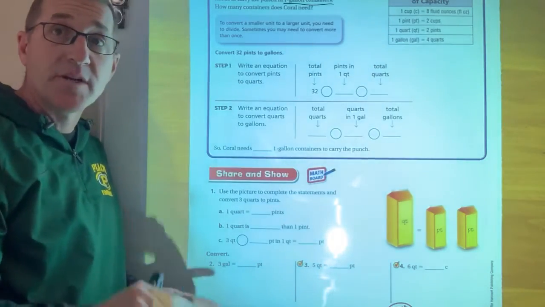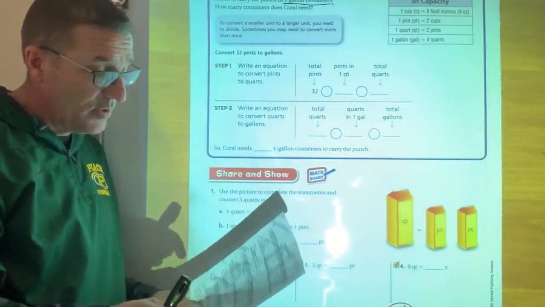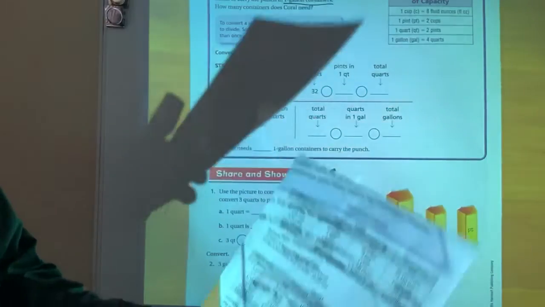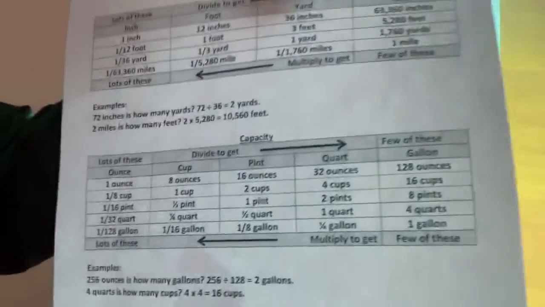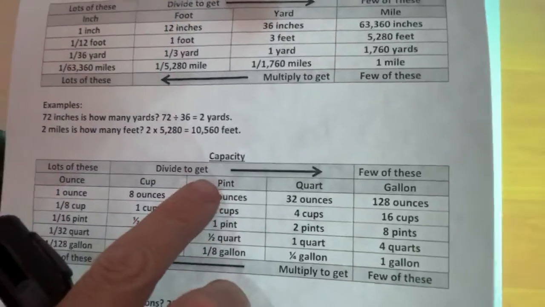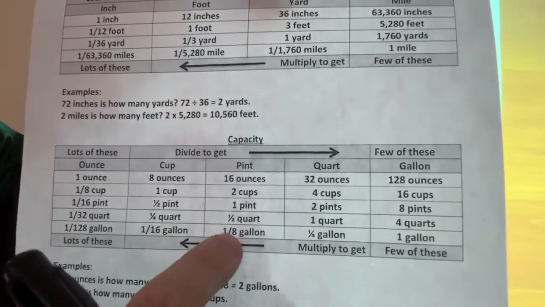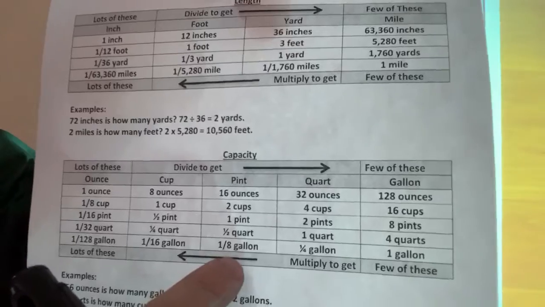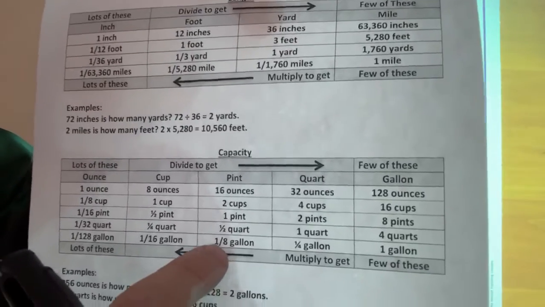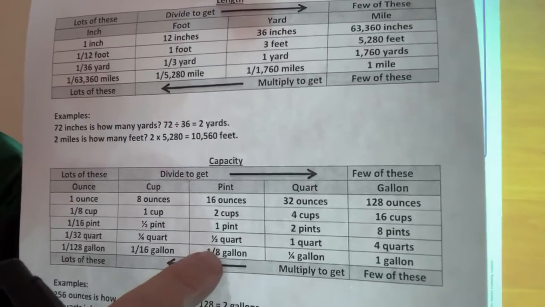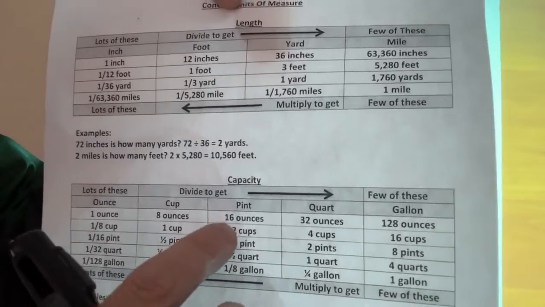This is where your chart comes in really handy. I go to where it says pints, because that's where I'm starting, and I go down to where it says gallons. It says 1/8. Remember, on the chart, if it's a fraction, I divide. If it's a whole number, I multiply. Here it's a fraction, so I divide by 8.